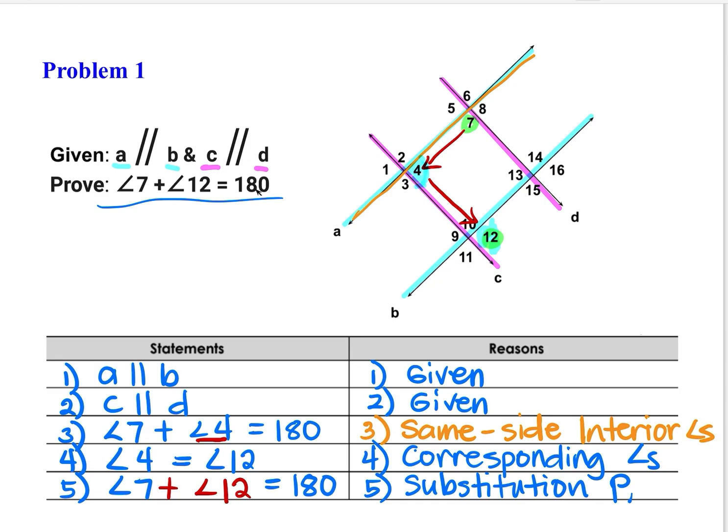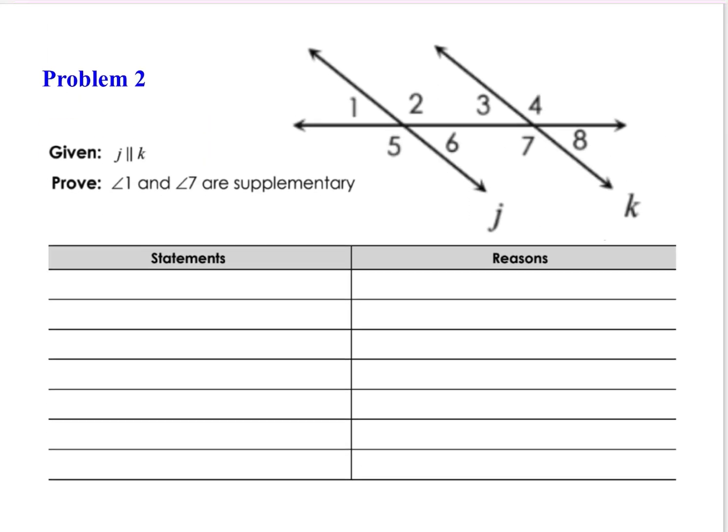All right, let us try another problem. In this problem, we are given parallel lines J and K. We are to prove that angle 1 and angle 7 are supplementary.